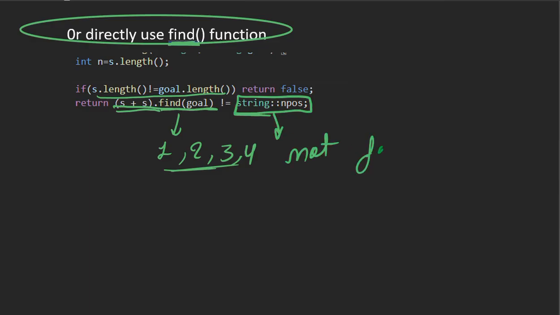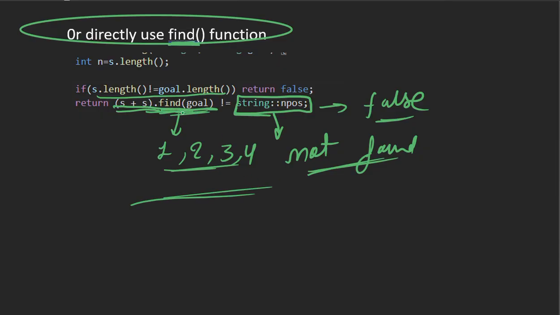If it is not found, then it will return a big number, right? So if the result is equal to the not found value, then it will return false. Else if it is found, then it will return true, right? So if you don't want to write the whole KMP code, then you can directly use this code, right?